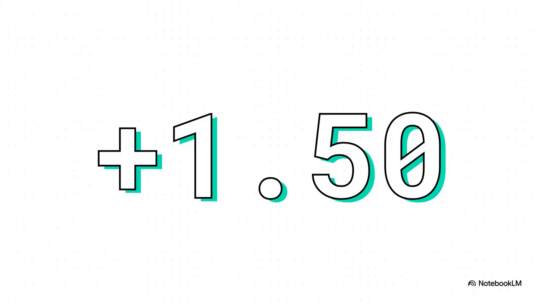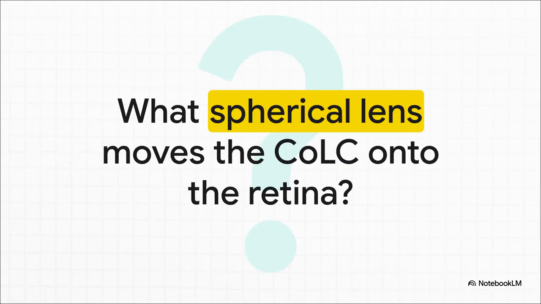Got it? Yep, it's +1.50 diopters. The average of +1 and +2 is simply +1.50. This number perfectly represents the mathematical center of our eye's error. Now for the actual clinical application. If the eye's error spherical equivalent is plus 1.50 diopters, what spherical lens do you need to pull from your trial lens case to move that circle of least confusion precisely onto the retina?